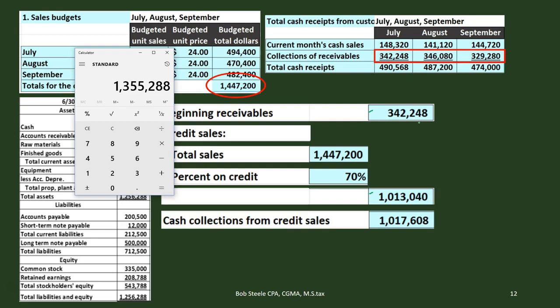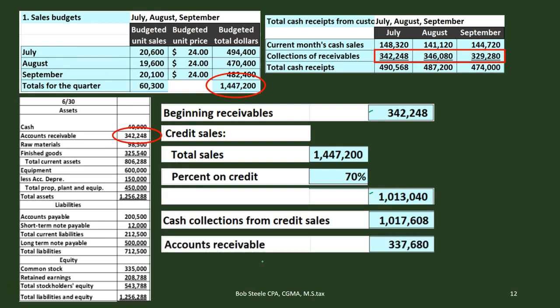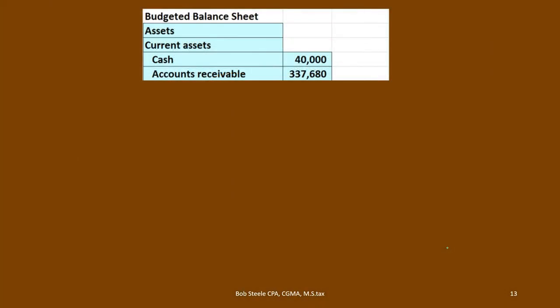Those were the sales on account minus what people paid us, which was 1,017,608. And that should give us the ending balance of 337,680. That's our ending receivable. So we got to go through a bit of a calculation to get that. That's what we're going to be at here on our balance sheet.